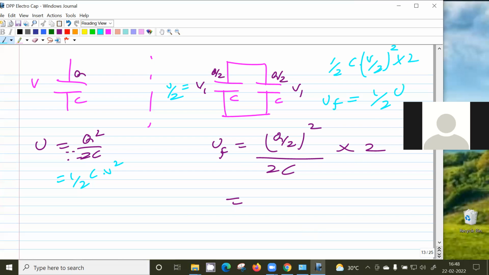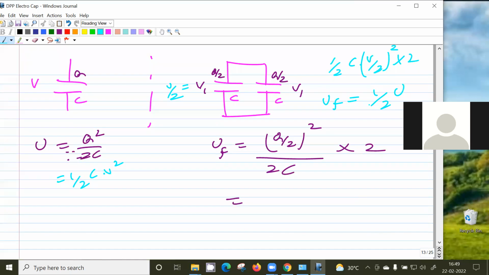So you find the total energy is going down by half. So the individual will go by 1 by 4. Individual means we have to divide it by 2, with each capacitor. If there are 3, we have to divide by 3 also. Then it will again change. It will become Q by 3. So it will become 1 by 9.